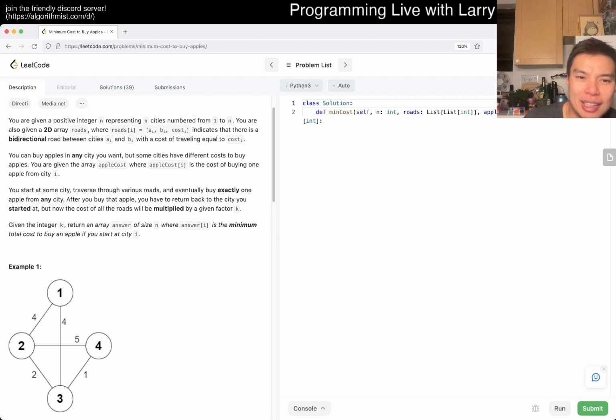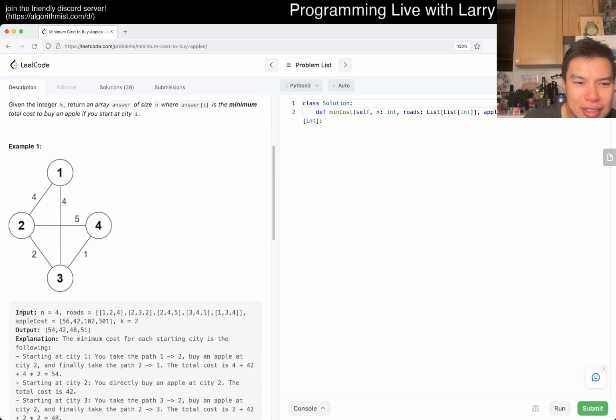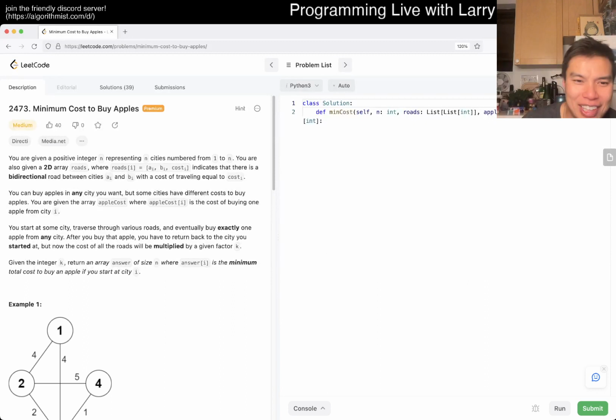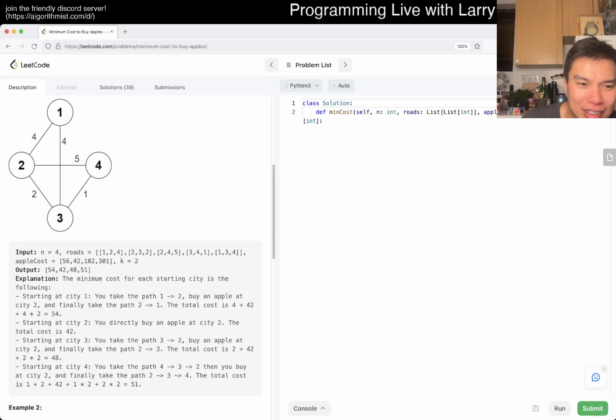You start in some city, and you eventually want to buy one apple from any city. And then you have to return. But wait, what? So K is on the way back or something? Alright, let's take a look at an example then, because I was doing okay until this last part, where you have to return, but then all the roads back have to multiply by a given factor k, which is just weird. I mean, that's fine, but then it's just weird, maybe.